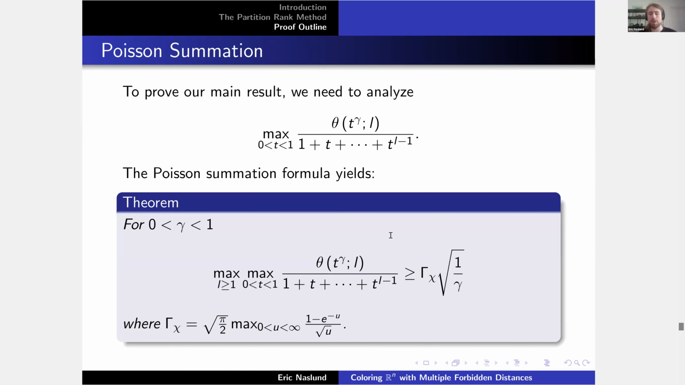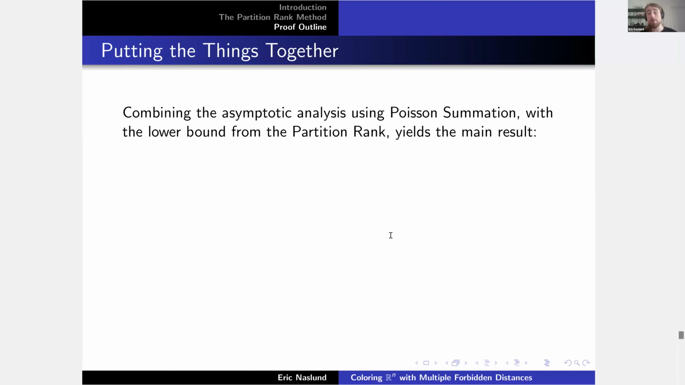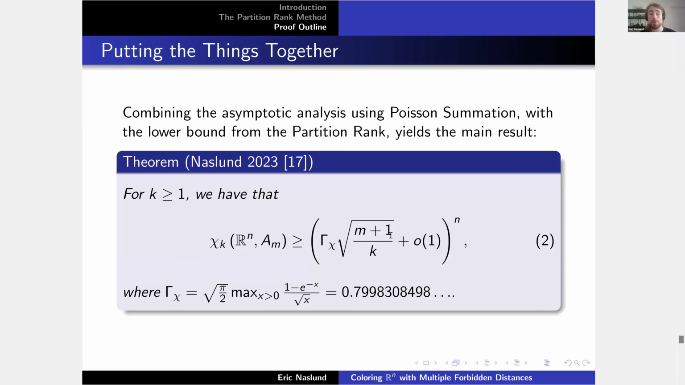I don't know if there are too many questions about the Poisson summation formula. Okay, anyway, so we put this together and we end up with the lower bound in the main result. And I'll just add one other note that I thought was kind of interesting and was one of the approaches I tried for this problem.